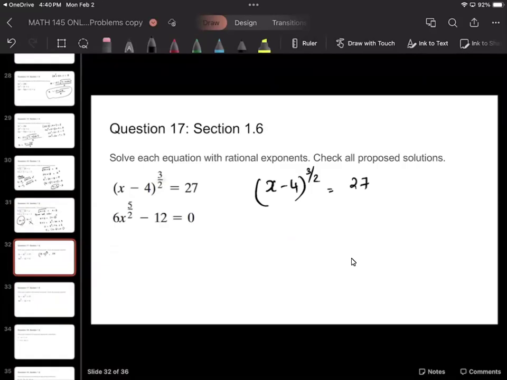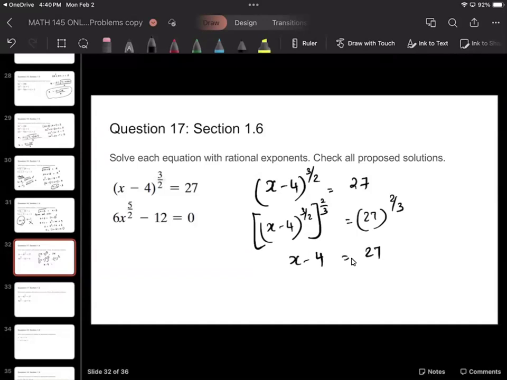So in order to make it 1, what will I do? I have to raise this to the power of its reciprocal, which is 2/3. So that's what I'm doing to both sides. Okay. So these two are going to get cancelled. So I will have only x minus 4 on this side. But this side I have 27 to the power of 2/3.